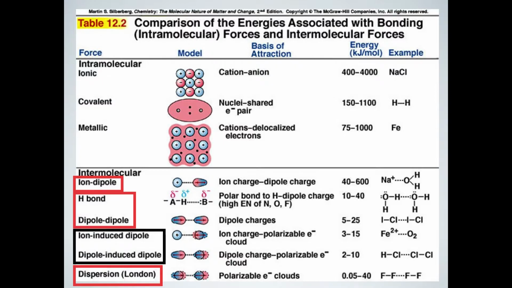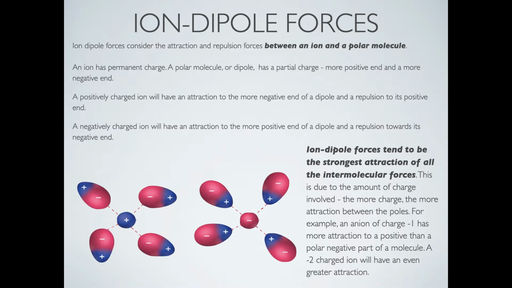So let's take a look at our strongest one up the top there in the intermolecular, the ion dipole attraction. So our strongest intermolecular attraction. Ion dipole forces consider the attraction and repulsion between an ion and a polar molecule. Ion dipole, molecular dipole. So we're looking for an ion and a dipole being attracted.